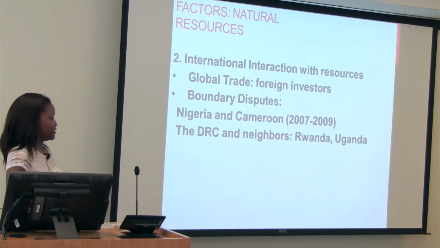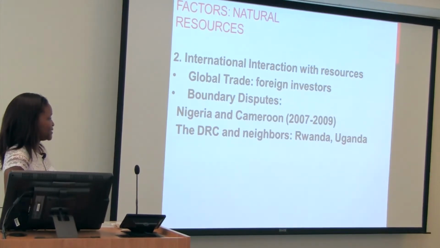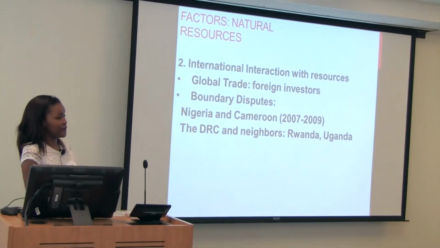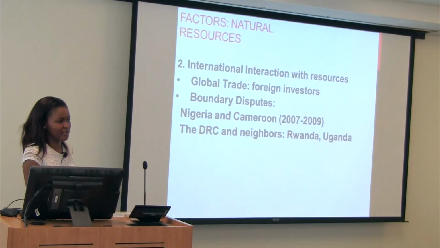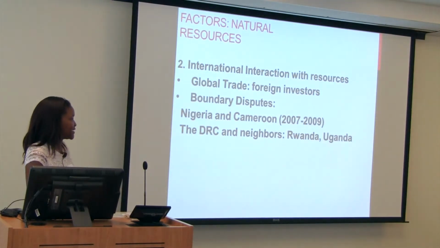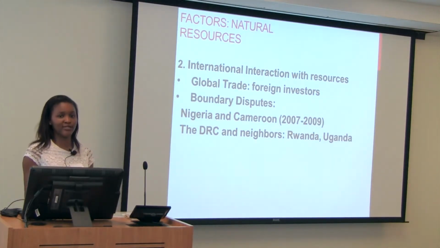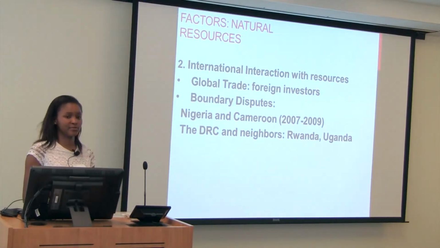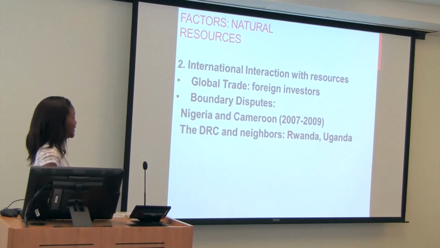Boundary disputes. The DRC over time, we've seen, has been engaging in lots of conflict. I'm not sure if everybody knows, but it's been in conflict with its neighbors such as Rwanda, Uganda, and Zambia, as a result of issues over who owns what land. Do I own this? Who owns this? And because there's so much claim to the land, there are constant disputes and lots of people die.